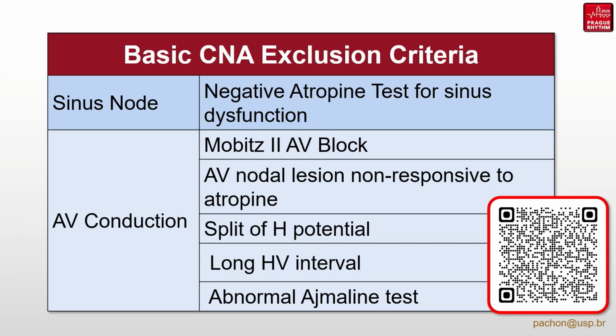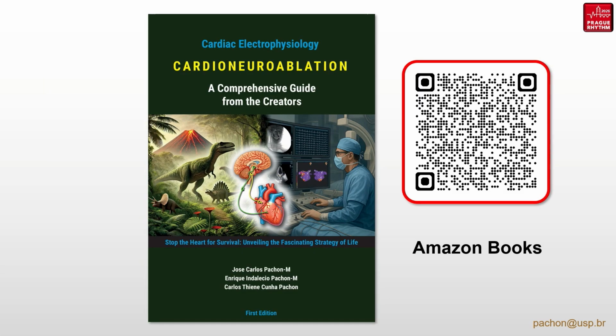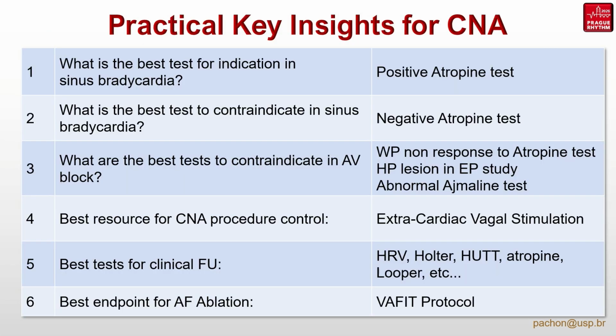And what is the best test for clinical follow-up? It is the heart rate variability, the Holter, the head-up tilt test, atropine in the late phase, and obviously the loop recorder. And what is the best endpoint for atrial fibrillation ablation in our lab? It is the negative VAFT protocol.